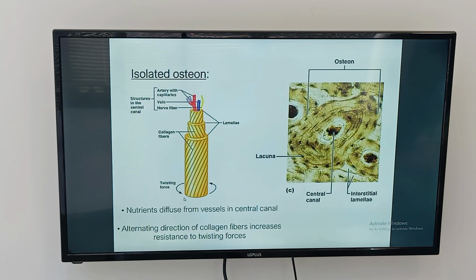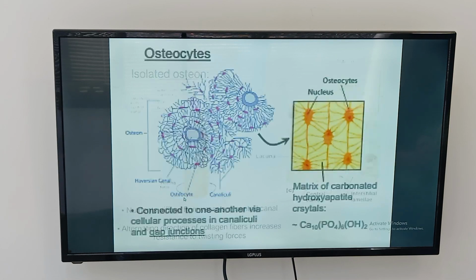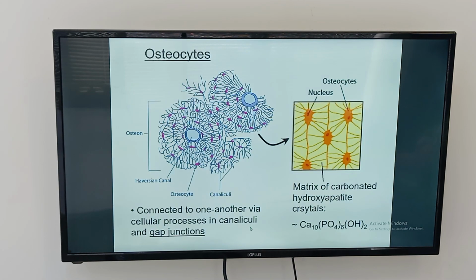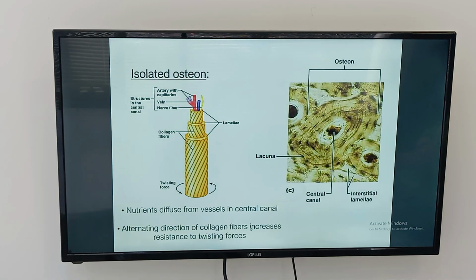which, when increasing the resistance, the force will also increase. But this will be protected by the matrix of carbonated hydroxyapatite crystals. Of course, nutrients go through the vessels in the central canal, which are these.